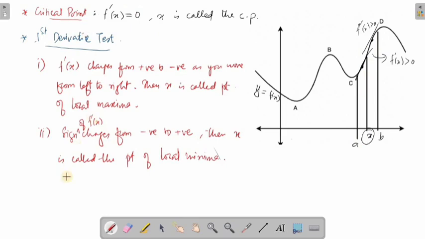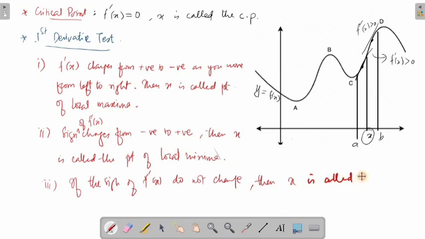Very important. If the sign of f dash of x does not change, then x is called a point of inflection. Sometimes there are two different spellings, so sometimes they will write inflexion this way also.